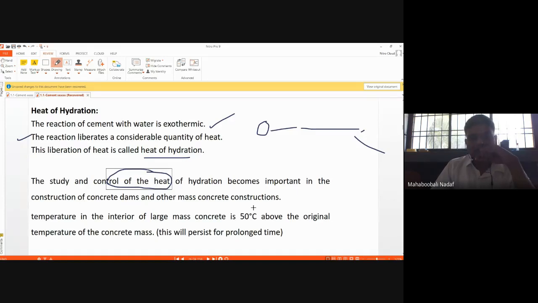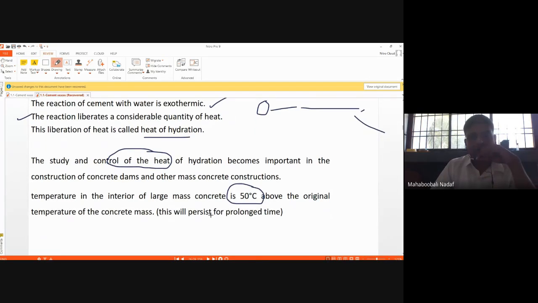Generally, when you put a large quantity of concrete, temperatures up to 50 degrees Celsius may be liberated. That is very high. If you have not taken sufficient precautionary measures, it will lead to cracks. That is why studying this heat of hydration is very, very important. This slide is clear.